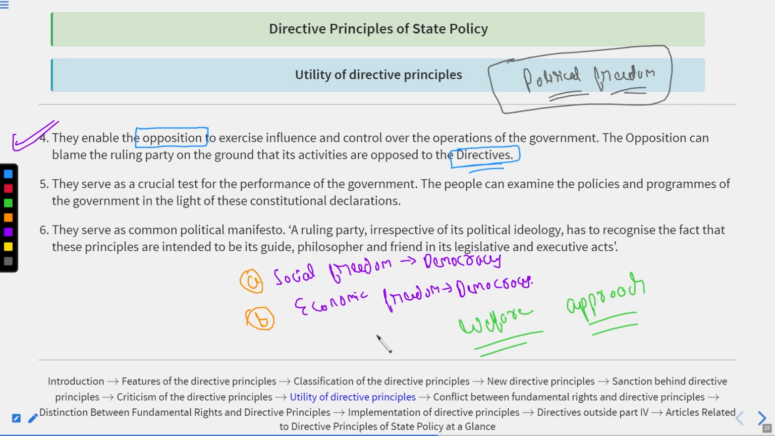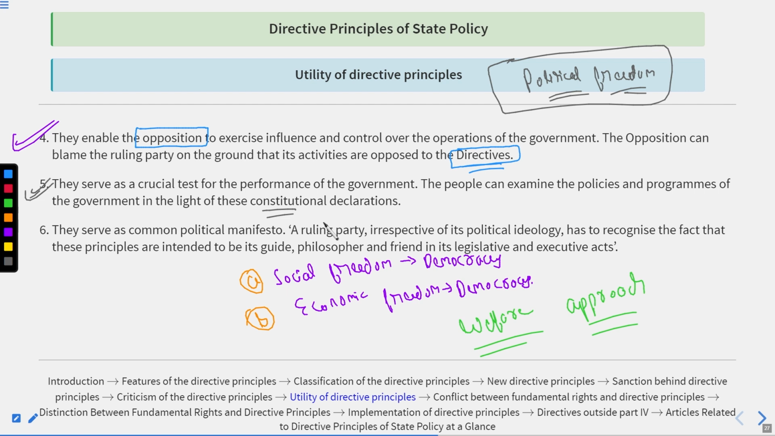Basically, the ruling party or the government, which is in the center or in power, is responsible to make the rules and regulations and to perform the acts as per the provisions of this social freedom and economic freedom, so that the people could be benefited. All right. So that's why this is a crucial performance test of the government. Whatever steps the government has taken in respect of these will define how useful the government is for the constitution. Got it? That's the thing.